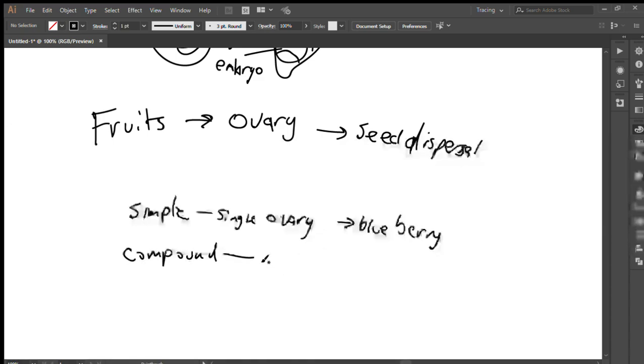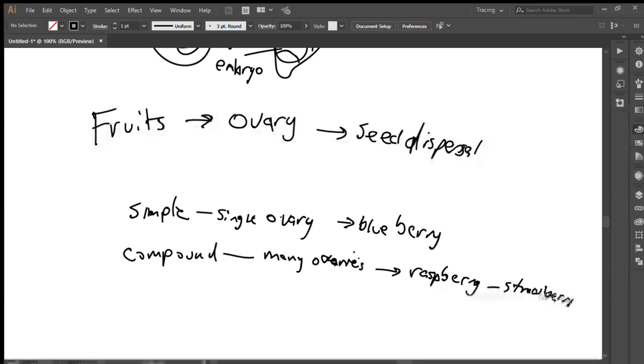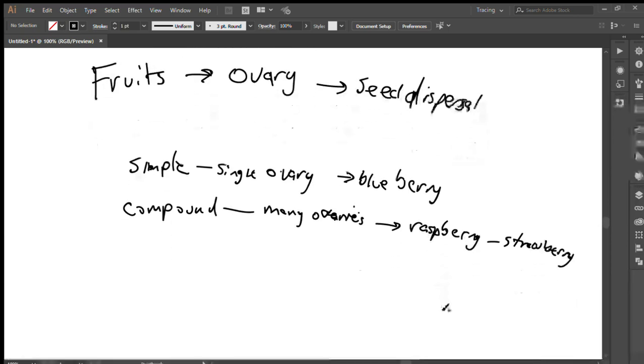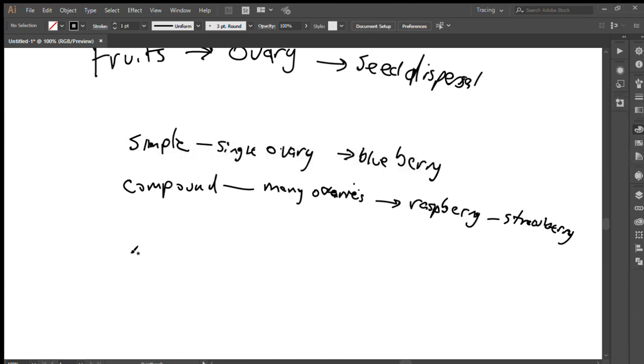Okay, compound fruit, formed from many ovaries. Example of this, raspberry, and believe it or not, strawberry. Okay. There are two different types of compound fruits. One is called multiple, and one is called aggregate.